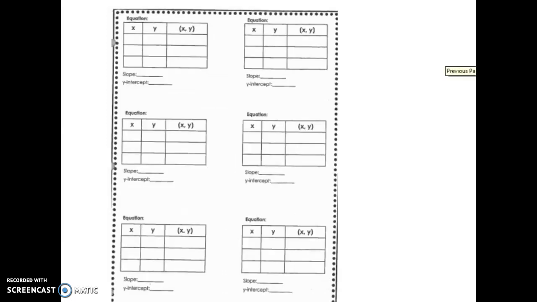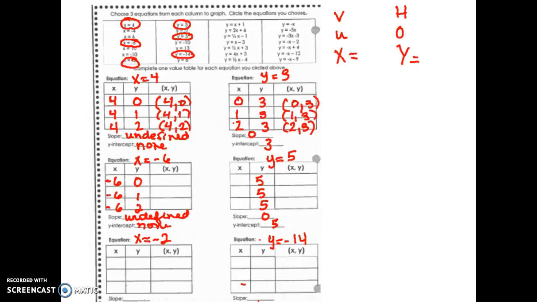Now let's go back to pick some of the other equations, the next 6 equations that you picked. In this case, I picked y is equal to x plus 1. I picked x minus 3. I picked 4x plus 3. And you're going to pick 3 more here.